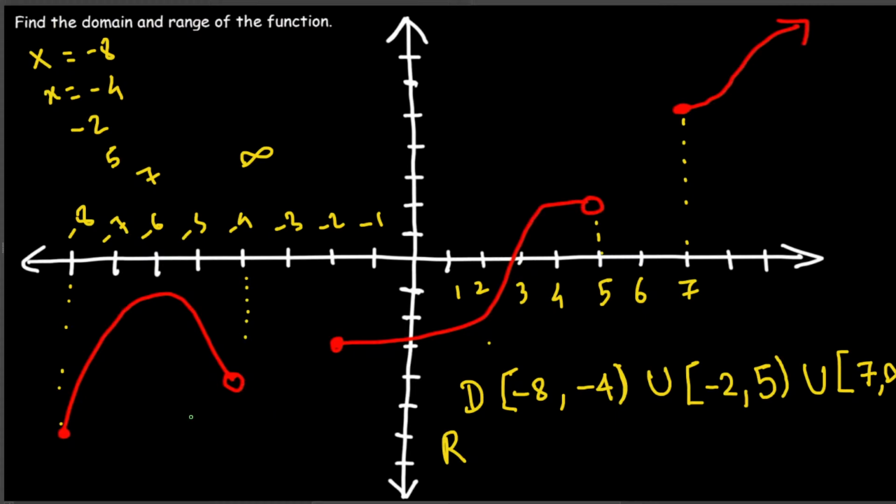Range is basically the y values, and here it is starting at this point. Let's actually label this graph. I'm going to use a different color. -1, -2, -3, -4, -5, -6. So the range, the first value of y is -6, and it goes till 2 right here, -2 right here, actually -1.